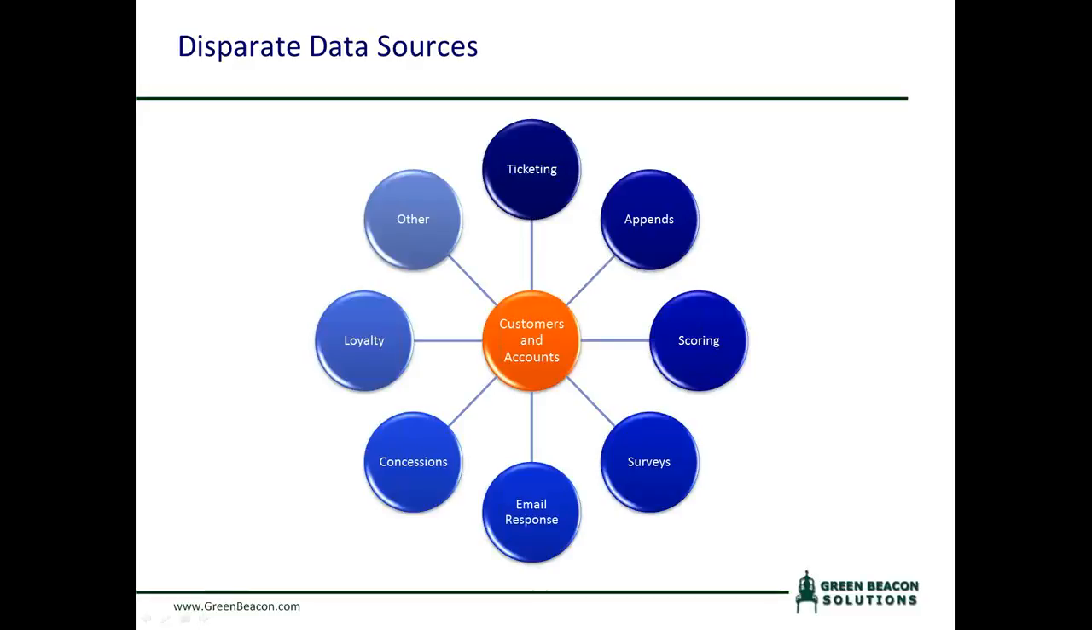And then also other data such as concessions, loyalty, and anything else. Loyalty in particular is a growing area. Concessions, there's information, but it's not always readily available to sales reps when you're working with your concessions partners. But having that information certainly can be helpful.